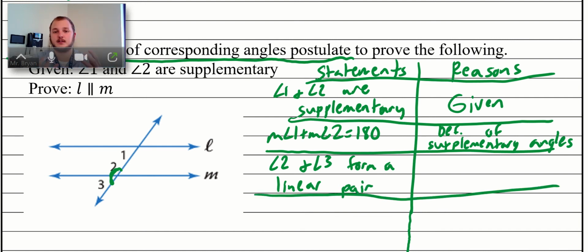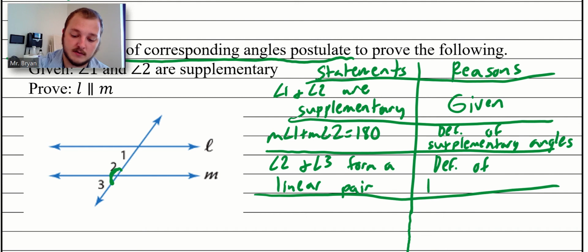They fit that description or the definition of it. So my reasoning that goes along with this, and I know it's kind of hard sometimes to keep track of all these different definitions and postulates and theorems, but the reasoning here is just the definition of a linear pair. It fits that description. It's the same thing that we talked about when we were talking about vertical angles. It fits that description, so it's just by definition. So definition of linear pair.